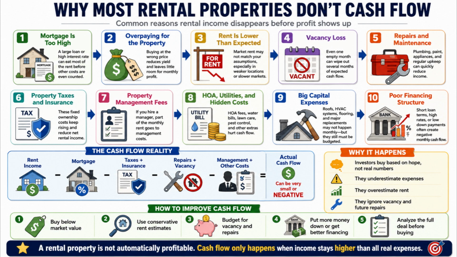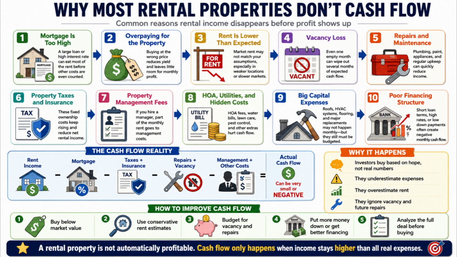Another important cost is property management fees. If you hire a manager, part of the monthly rent goes to management costs. This can be helpful for saving time, but it also reduces the cash left in your pocket. Moreover, hidden costs such as HOA fees, utilities, water bills, lawn care, pest control, and other extras can hurt cash flow. These expenses may look small one by one, but together they can make a big difference.